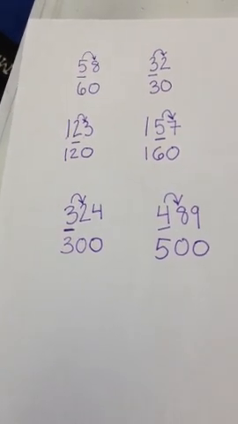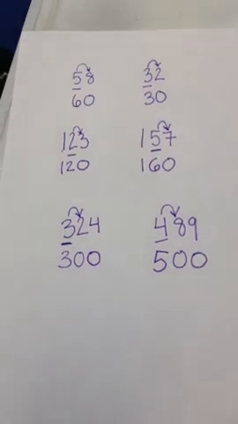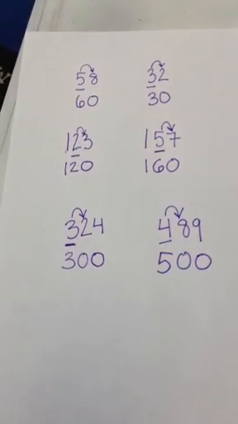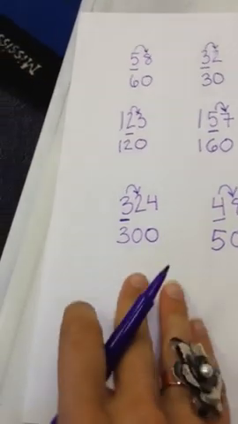If you round to the nearest 10, the ballpark is going to be within 10. If you round to the nearest 100, your answer is going to be within 100 of your estimate. Okay, so let's do a couple of those as practice.